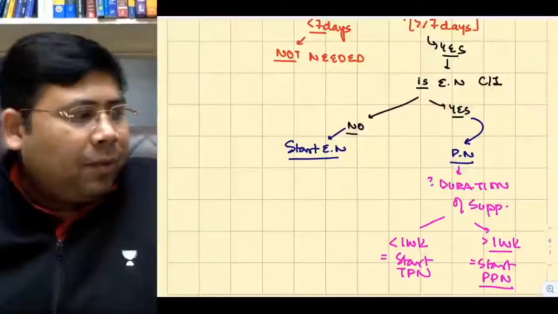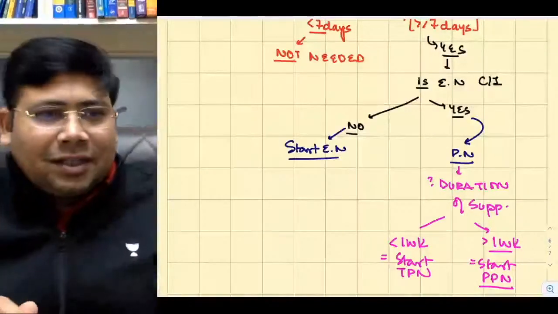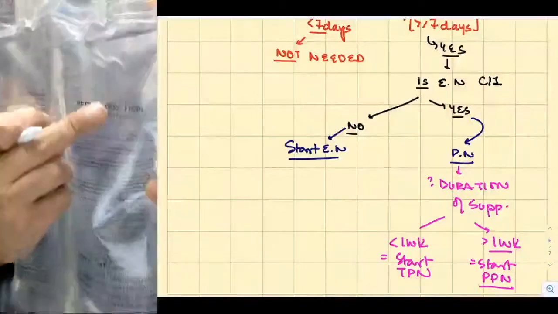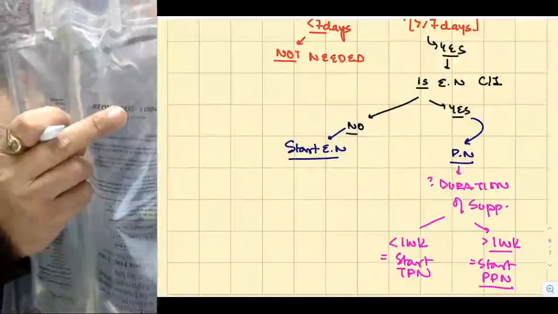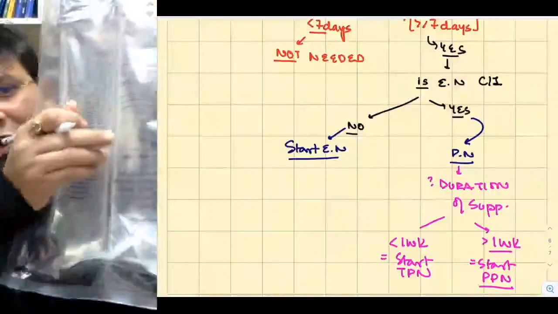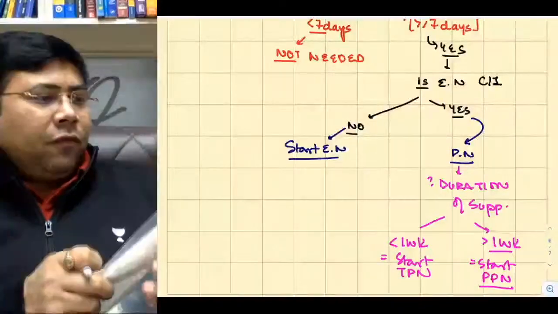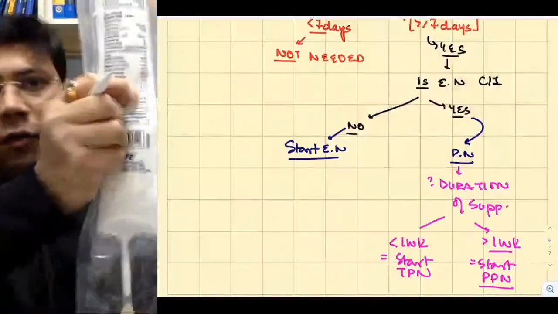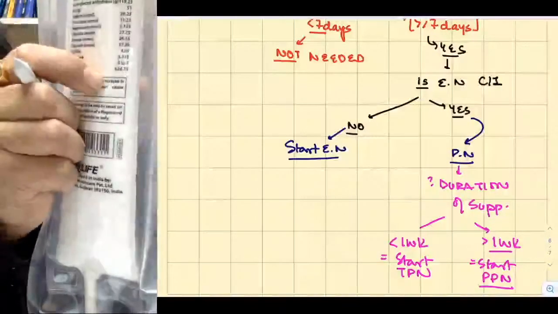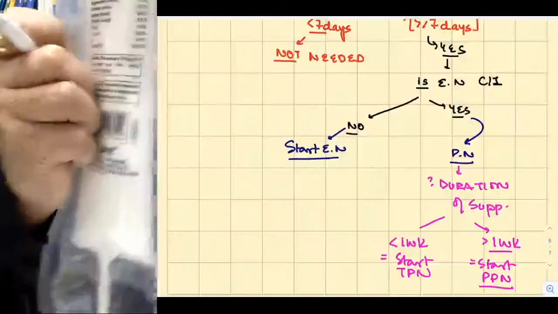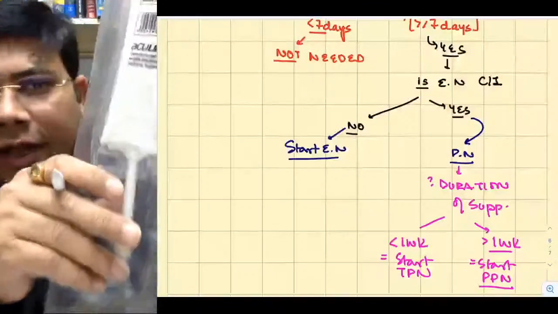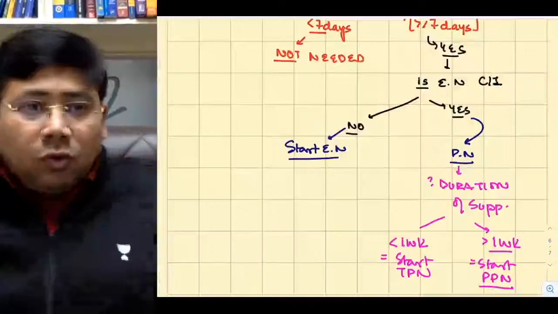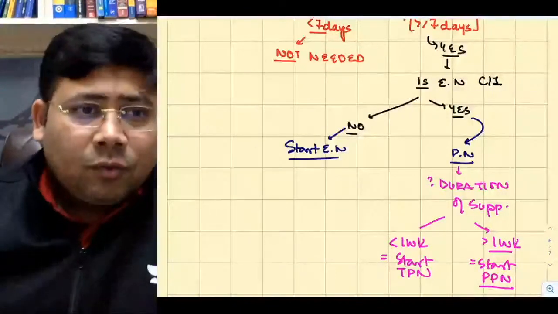PPN. I have already shown you a PPN. Yes or no? How to identify whether it is a TPN or PPN? Always it is written. Can you see? It will be written, Peri 1100. It's always written. If you want to see the osmolarity, osmolarity is also written. I'll try to focus the osmolarity for you. This osmolarity is written, 624. I have already shown you also. 624 is the osmolarity of this.